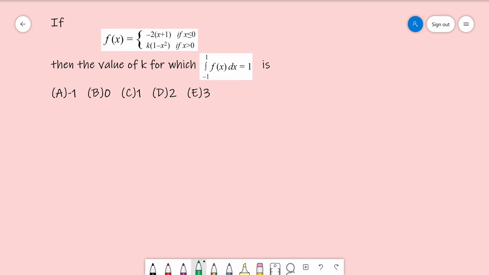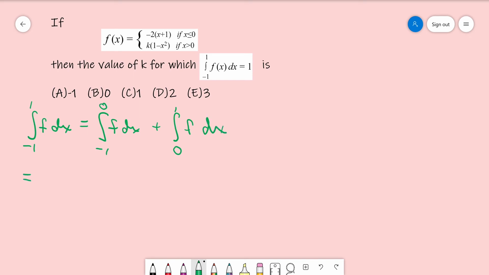So the trick here is to break up this integral. Remember that you can break up an integral, like if this is from negative 1 to 1, you can break this up as the integral from negative 1 to 0 of f plus the integral from 0 to 1 of f.